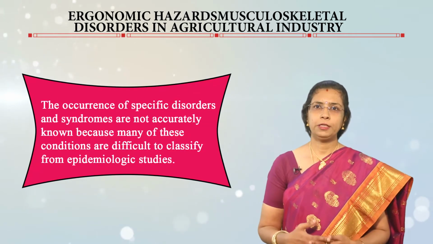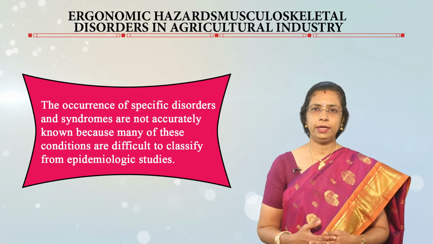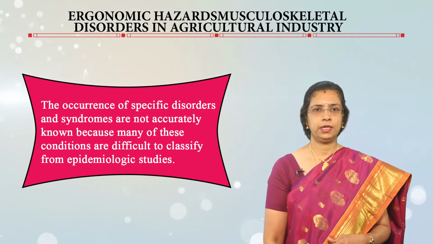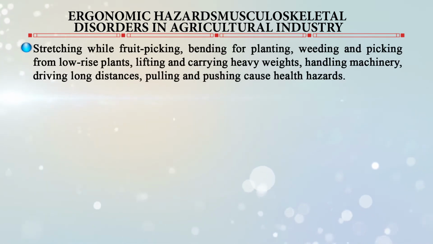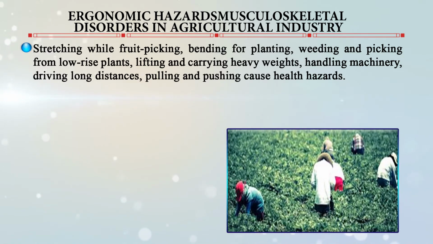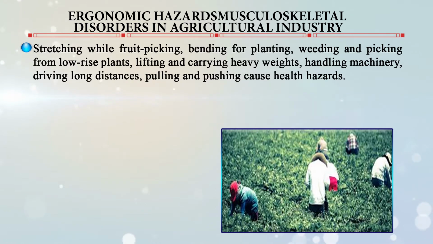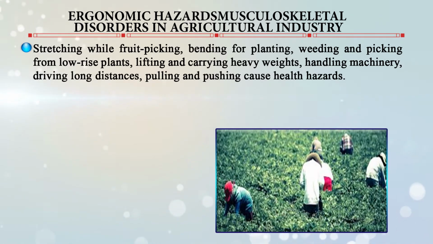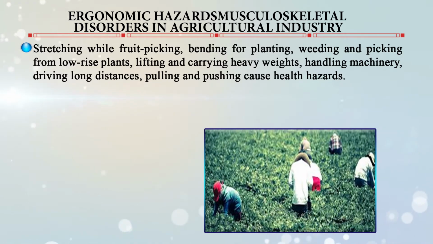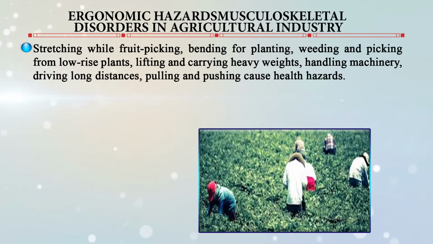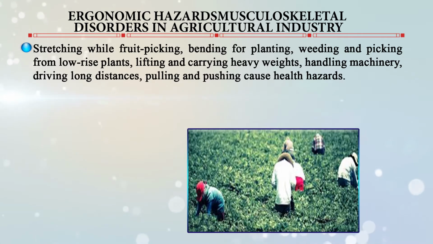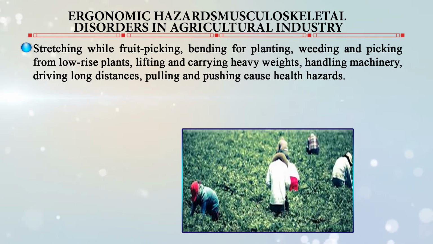So the occurrence of the specific disorders and syndromes are not accurately known, because many of these conditions are difficult to classify from the epidemiological studies. Some involve the stretching while fruit picking, bending for planting, weeding and picking from the low rise plants. Some plants are low rise, so you need to bend in order to take out those plants or to plant them, and also even to take out the weeds from in between, because certain weeds, when they start growing, you cannot do that in a mechanized way. You have to take it out using certain kurpa and other equipments. So that again would put a stress on the back of the workers.